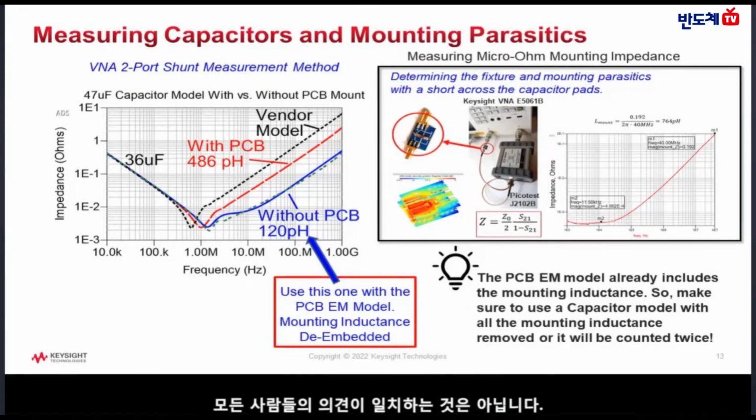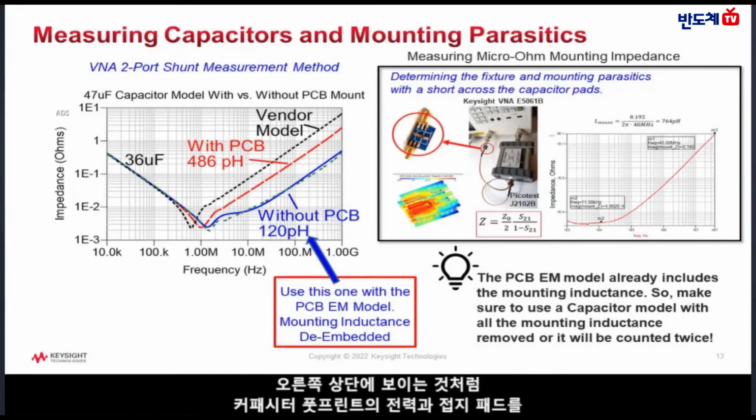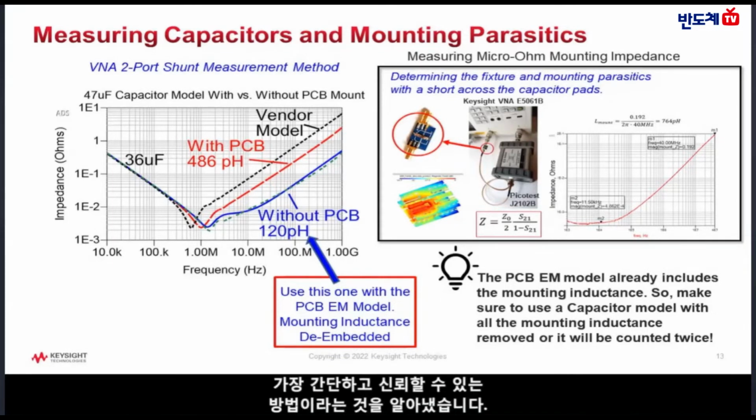not everyone agrees. Steve Sandler is an expert in the industry with years of experience modeling capacitors, and he has found the simplest and most reliable method to be the one where the mounting inductance is determined by shorting the power and ground pads of the capacitor footprint together, as shown in the picture on the upper right. The measurement is done with a VNA using a 2-port shunt configuration to get measurement accuracy in the microohms.